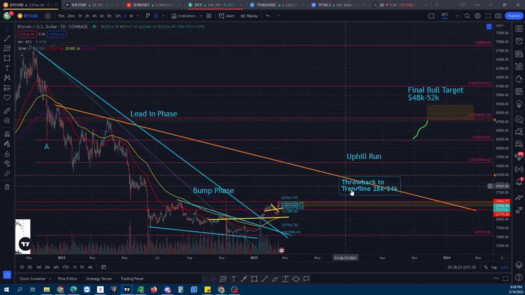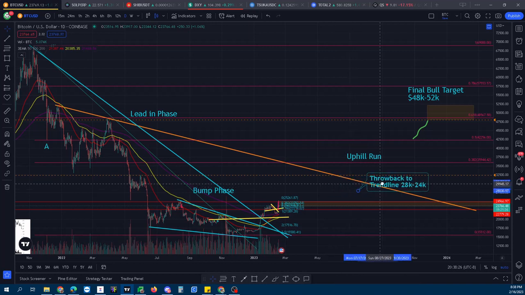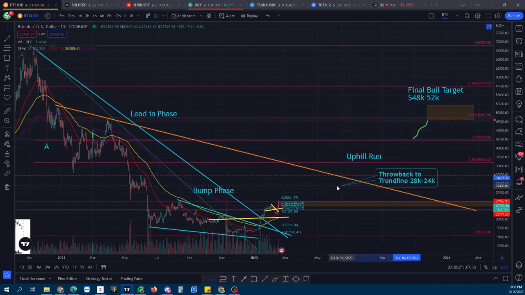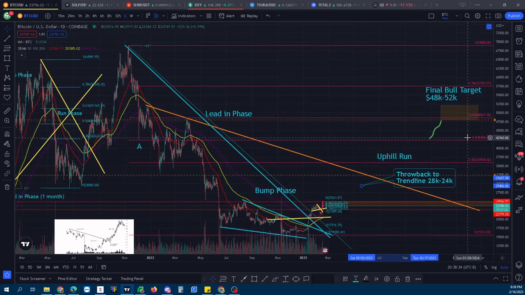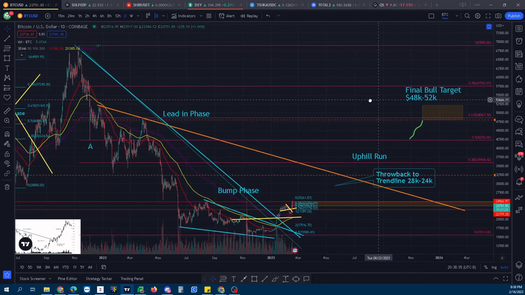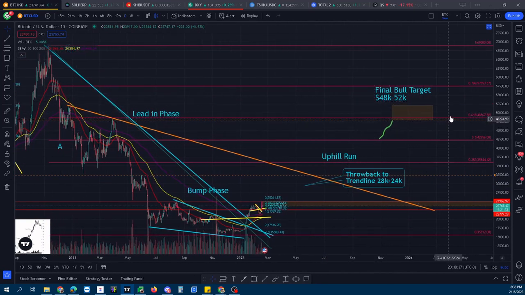We try to reduce the noise, which is called a throwback. And then we continue up for an uphill run, as you see here. Now, where would that uphill run go? Just as a refresher, somewhere between the 61.8 retracement from the all-time high, or all the way up to 57,000. I put 48 to 52 because I'm a conservative type of person.